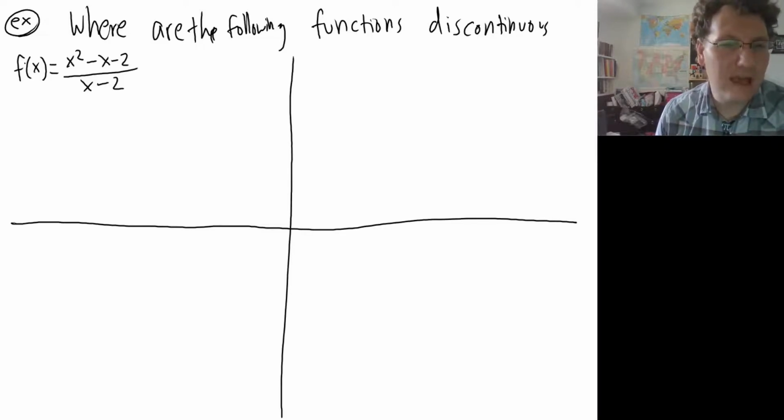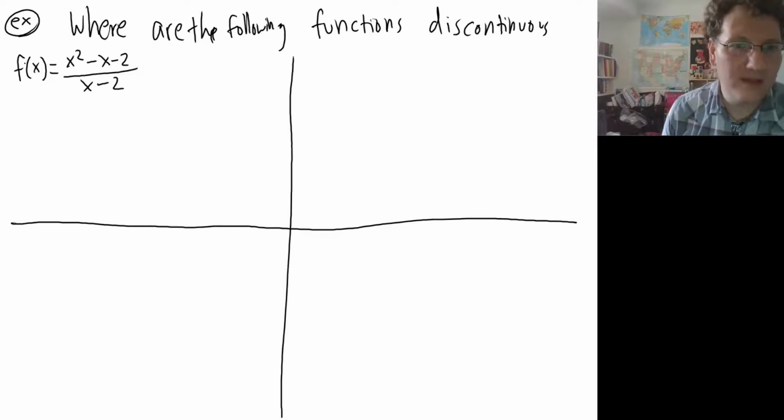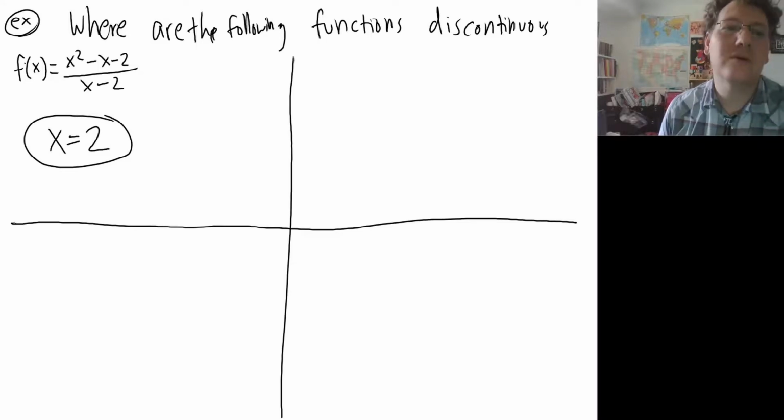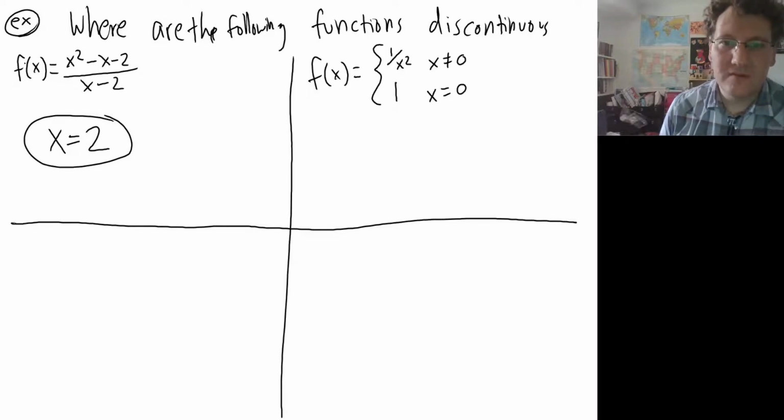First, f of x is x squared minus x minus 2 over x minus 2. So a rational function. Remember, the limit of a rational function is equal to the value of the function everywhere in its domain. So the question really is for what values of x are not in the domain. And you can see right away that the denominator will be 0 when x equals 2. That's the only value of x not in the domain, so that's going to be the x value where this function is discontinuous.